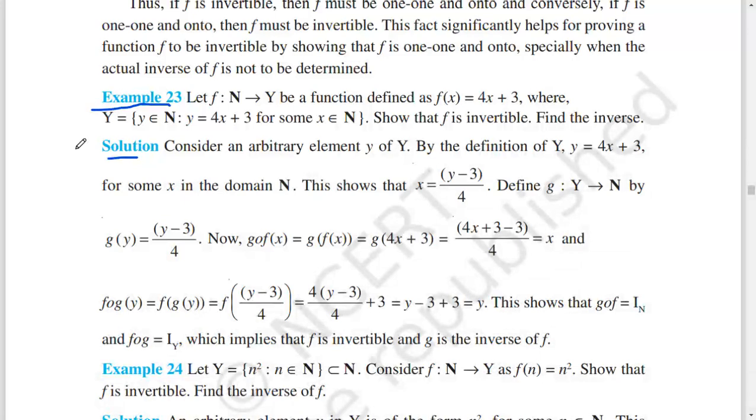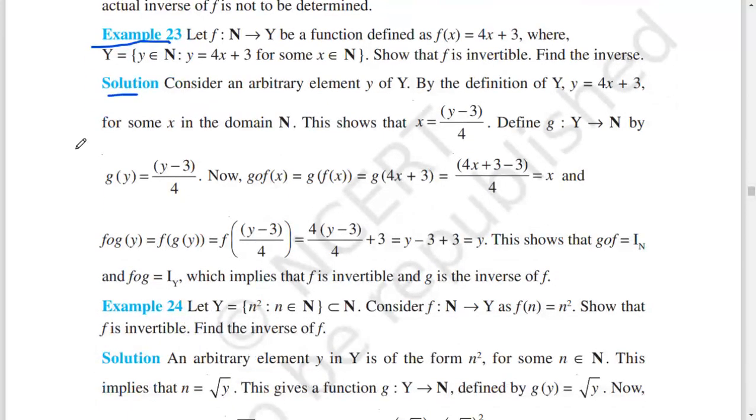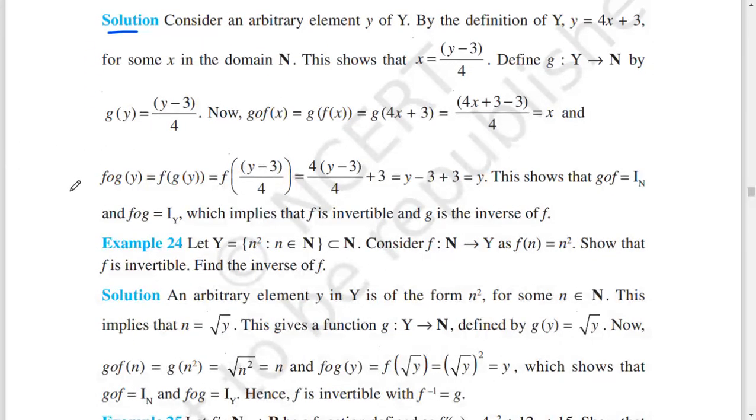= x, and f∘g(y) = f(g(y)) = f((y − 3)/4) = 4((y − 3)/4) + 3 = y − 3 + 3 = y. This shows that g∘f = I_N and f∘g = I_Y, which implies that f is invertible and g is the inverse of f.